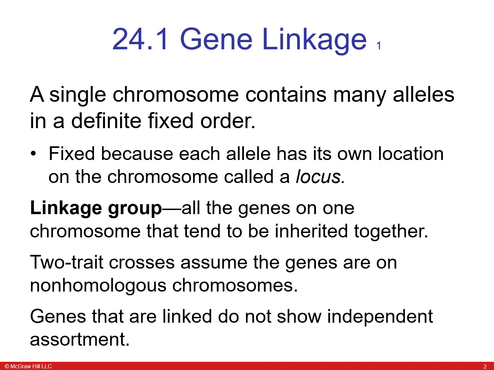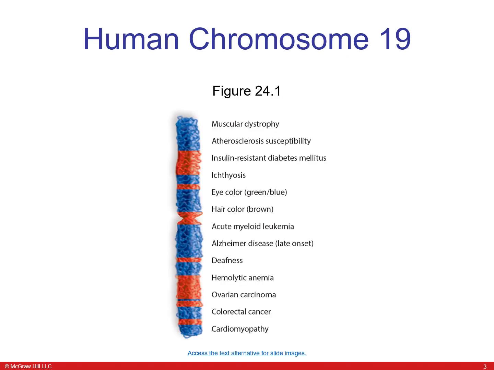Two trait crosses assume the genes are on non-homologous chromosomes. Genes that are linked do not show independent assortment. So here are different loci on human chromosome 19, different genes. You can see we have the muscular dystrophy gene, eye color for green-blue, hair color, deafness, a gene that's linked to ovarian carcinoma, and other genes as well.